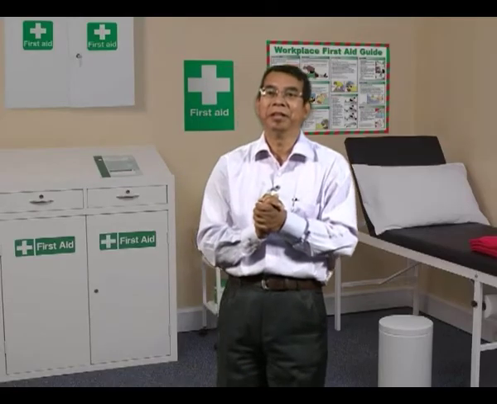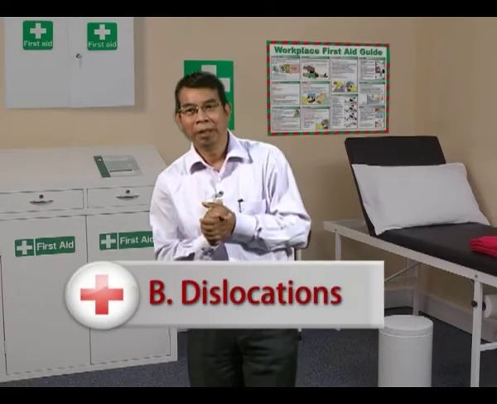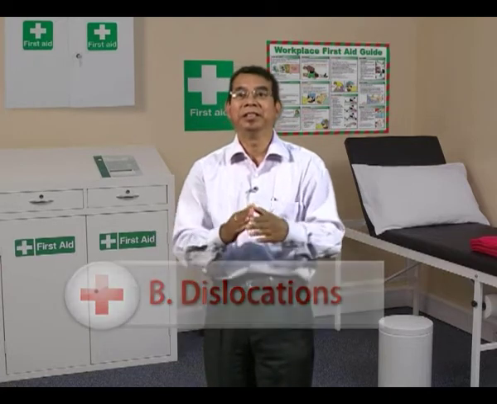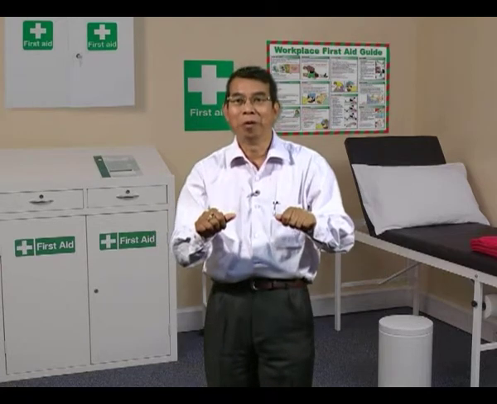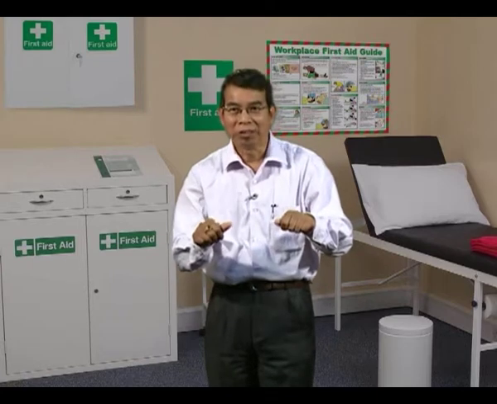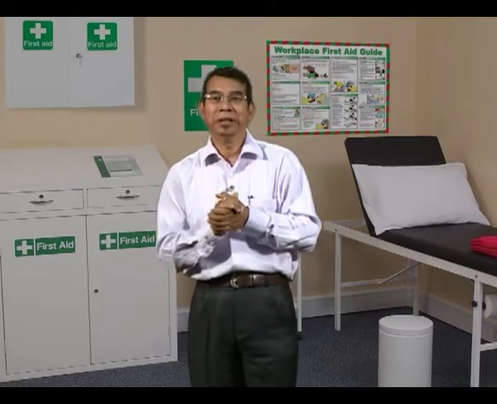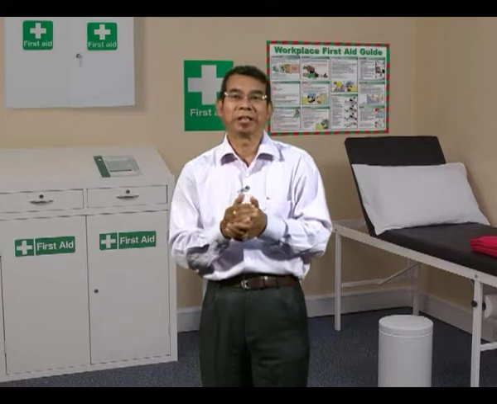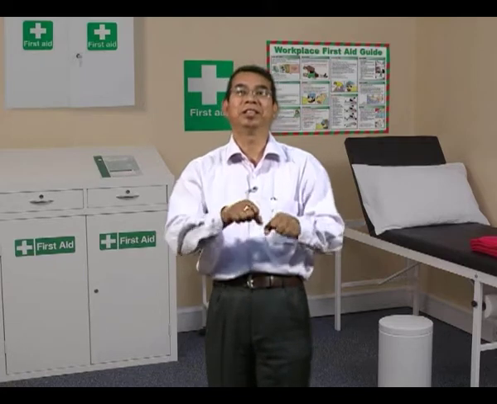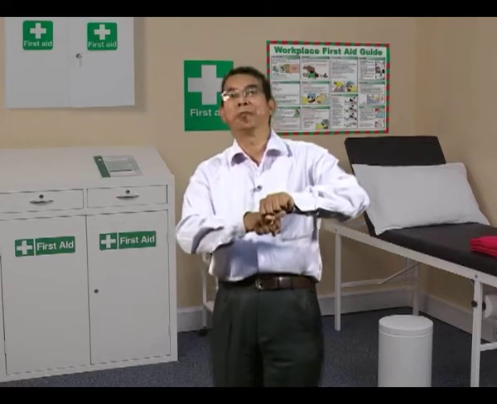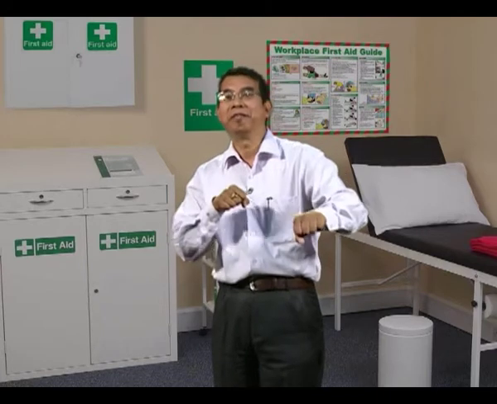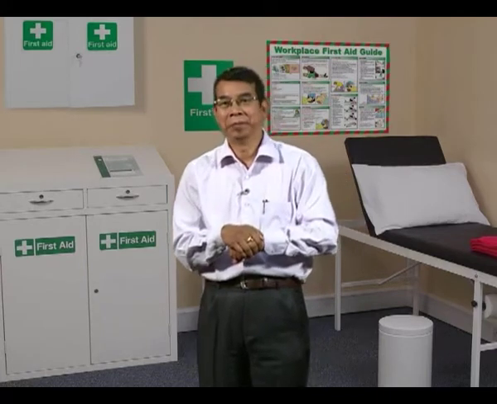Number B is dislocations. A dislocation is the displacement of one or more bones at the joint. This can be caused by a strong force displacing the bone into an abnormal position or by violent muscle contraction.